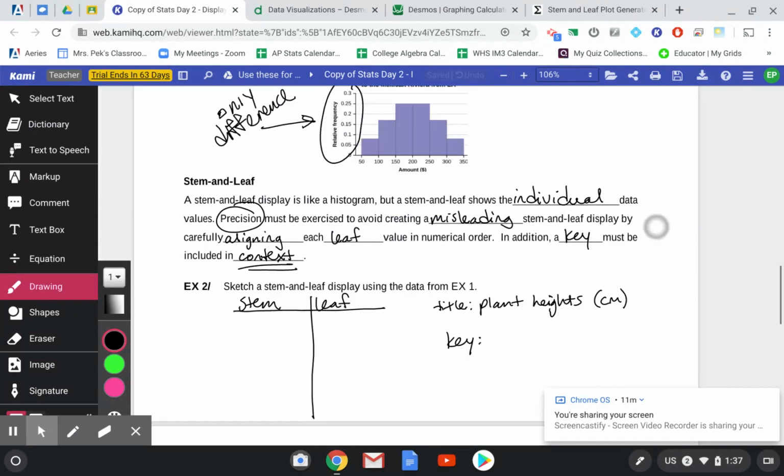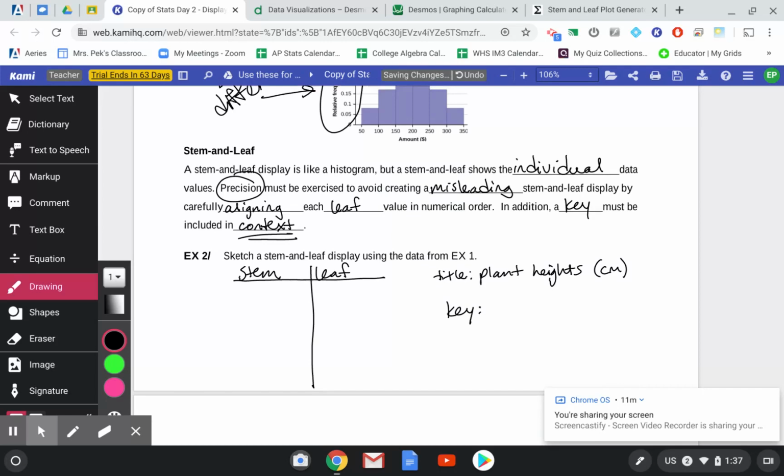Okay. Moving on, let's look at a stem and leaf graph. A stem and leaf display is like a histogram, but a stem and leaf shows the individual data values. Precision must be exercised to avoid creating a misleading stem and leaf display by carefully aligning each leaf value in numerical order. In addition, a key must be included in context. And we need a title. We always need a title.